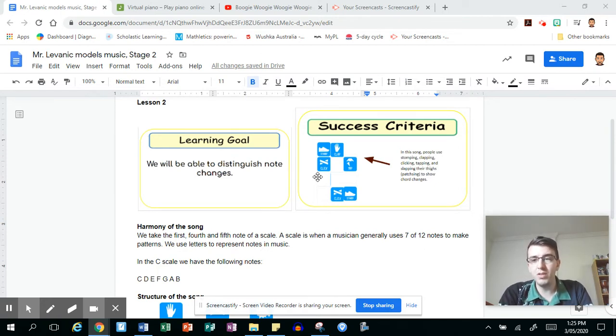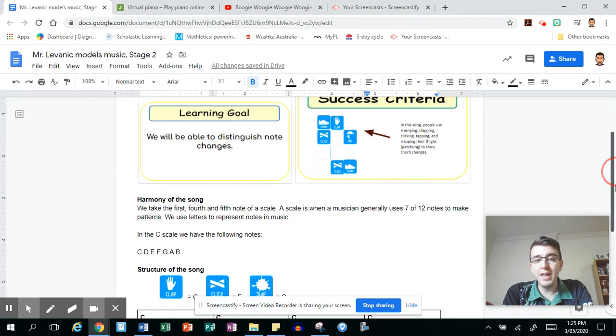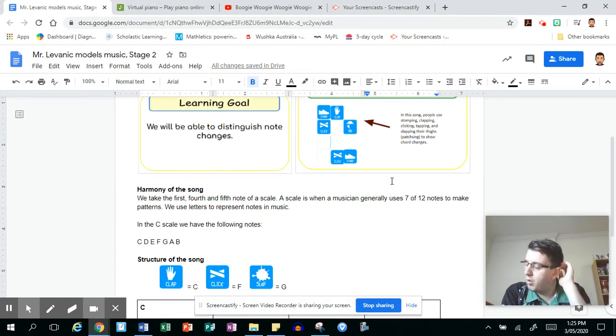So the first thing we need to talk about before anything else is what harmony of the song means. Harmony is when notes go together and they sound really nice, basically. So when you're playing guitar, piano, bass, or any tuned instrument, so a tuned instrument means that you can make different sounds. It doesn't always sound nice when you play some notes together, but some notes work really well together.